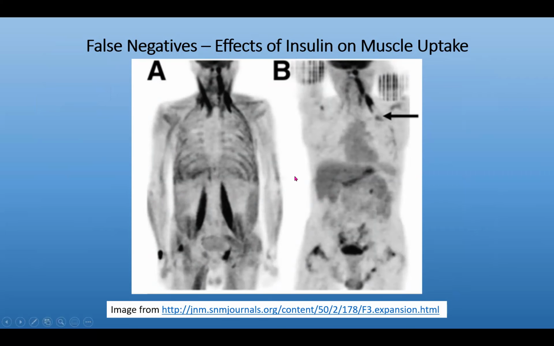They repeated the study 1 week later, making sure that the patient was not on insulin and was fasting. And now you can see that there's actually a lesion up in here that we couldn't really see on the initial scan because of all this surrounding muscle activity. So again, just an example of how proper patient preparation is key to ensuring that we don't miss some of these small lesions.